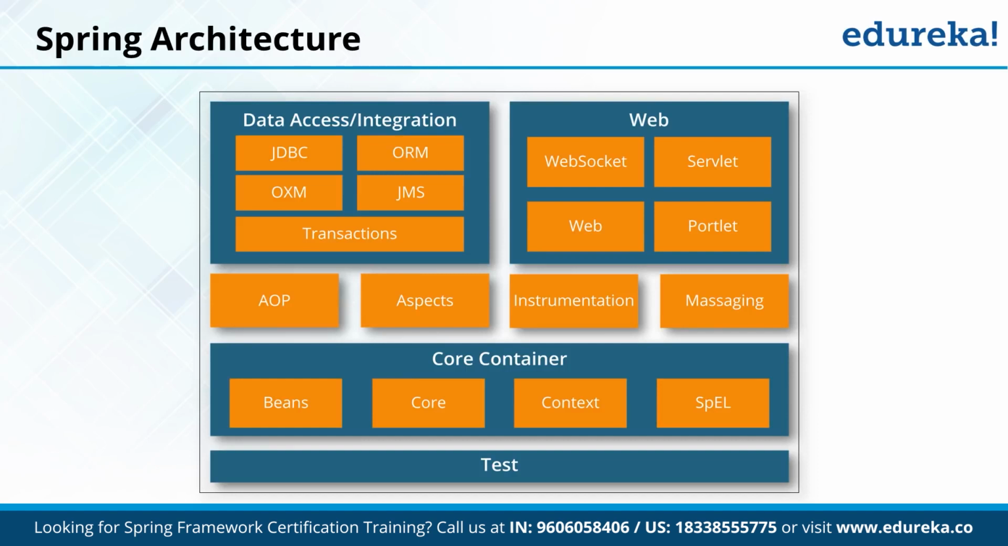On top of the core container, we got AOP, aspects, instrumentation, and messaging. AOP is basically aspect oriented programming. With aspect oriented programming, we try to focus on cross-cutting concerns. So what is meant by the term cross-cutting concern? A cross-cutting concern is a concern such as security. Security has to be taken care of in all the modules whenever you are writing the project, right? So aspect-oriented programming helps us in implementing the cross-cutting concerns.